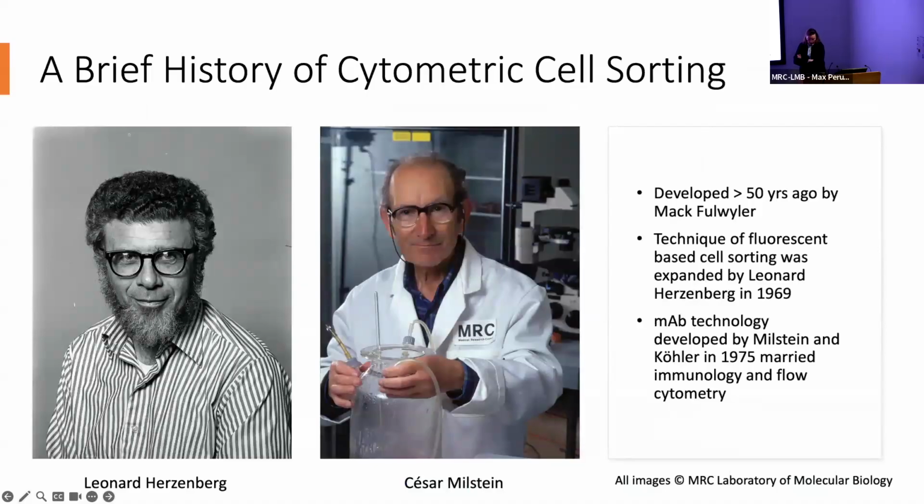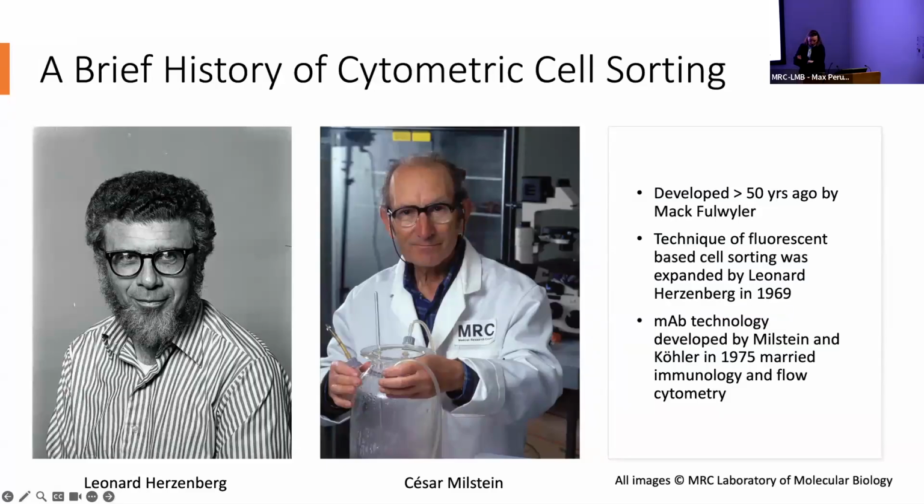It actually does have some LMB roots, peripherally anyway. So here we have Leonard Herzenberg and of course the great Caesar Milstein. As I mentioned, Max and Marvin Vandila were the first founding fathers. But the technique of fluorescent-based cell sorting was actually expanded by Leonard Herzenberg in 1969. Leonard was a geneticist at Stanford, and he was interested in the addition of a light source in order to sort fluorescently labeled cells. And Fulwiler gave Herzenberg the plans for his cell sorter, where lasers were subsequently added.